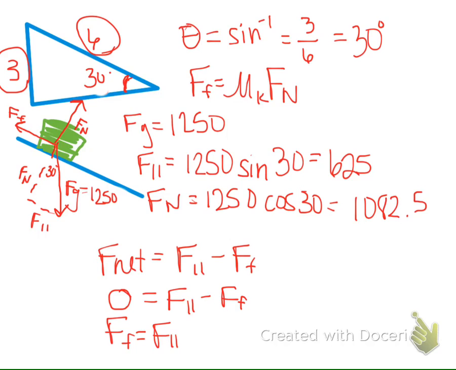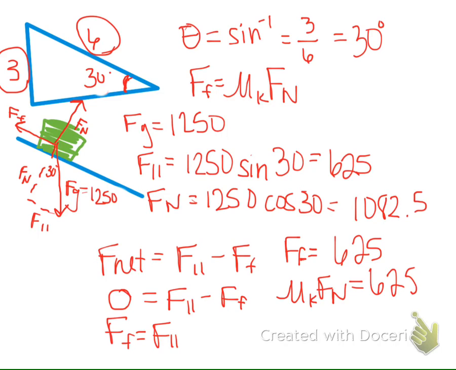So that means that our frictional force will then equal what? 625, exactly. Okay? So then we can do a substitution here for our frictional force equation, right? Does everyone see that part? Okay, so I can take mu k times the normal force equals 625. Okay, and we're solving for mu k.